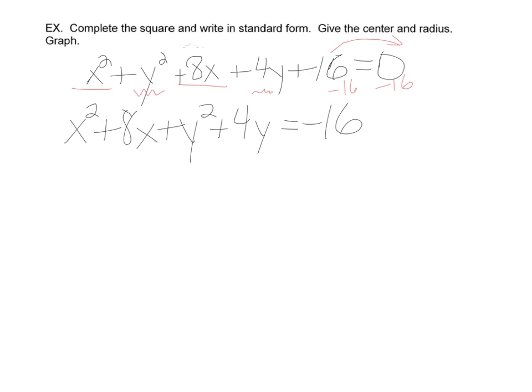Now, the remaining steps of this are kind of tricky if you haven't done this before. It doesn't seem like it's going to work out, but it will work out in the end.